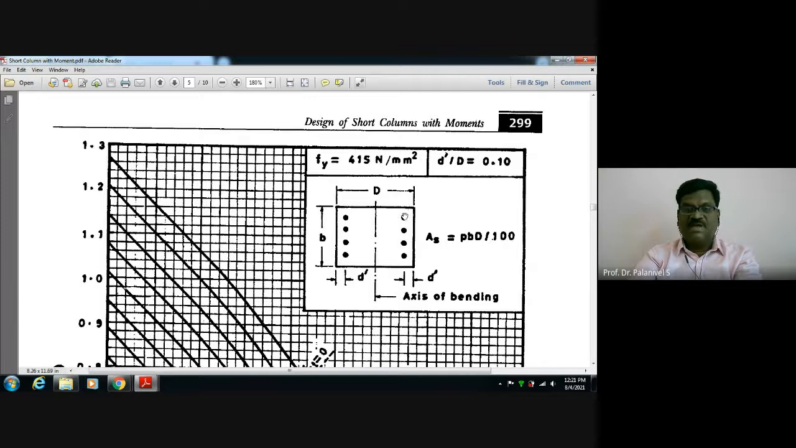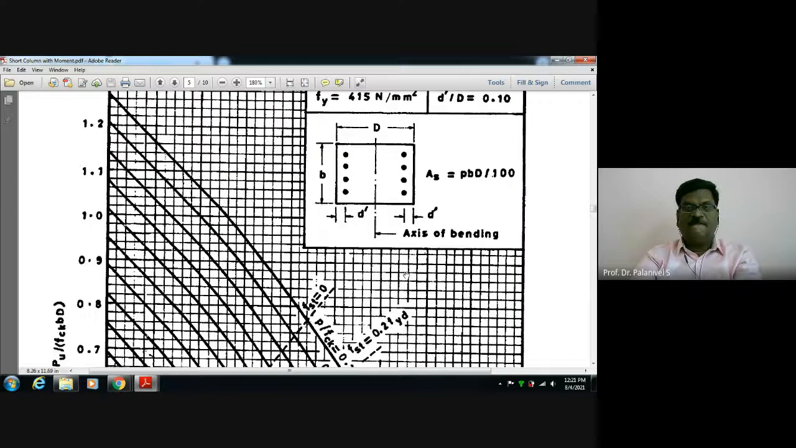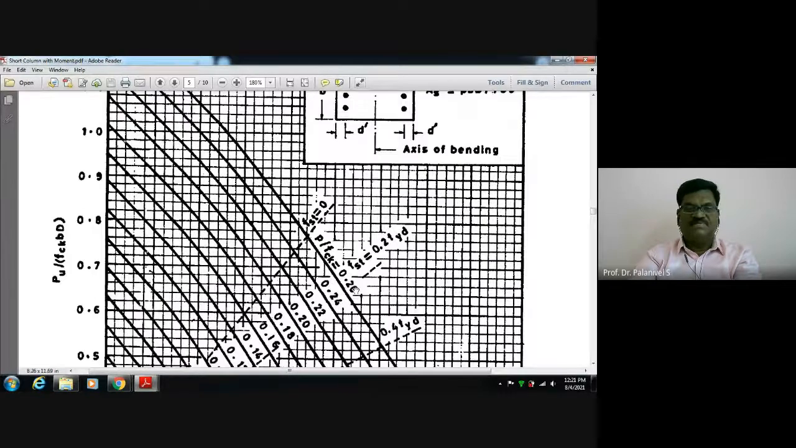But here the clear cover normal to the column is 40 only. Okay, 40 plus 40, add half of 28, half of 28. That is, this side half of 28, this side half of 28, so totally 28. So 40 plus 40, 80 plus 28, 108. So from this 300 mm, deduct 108. That divided by 3 will give you the spacing between the bars.